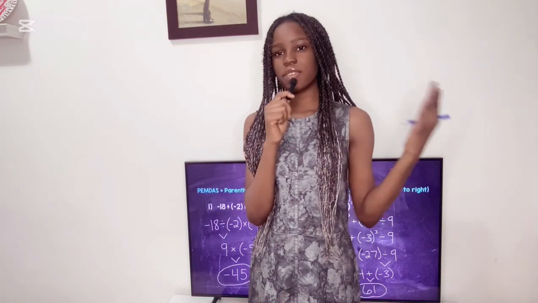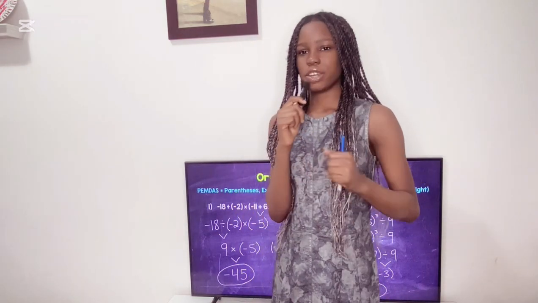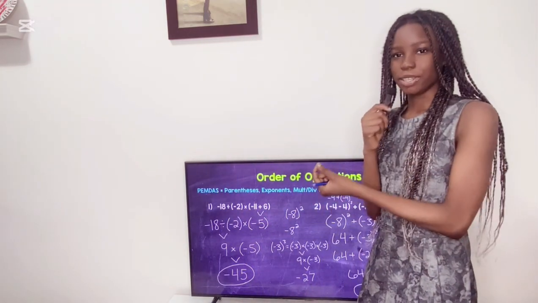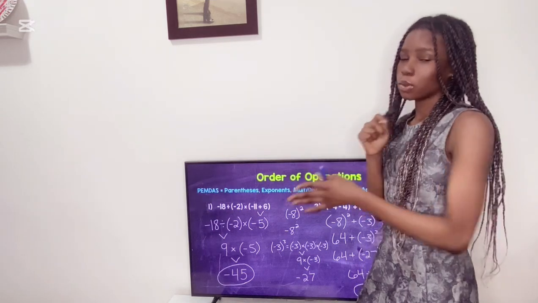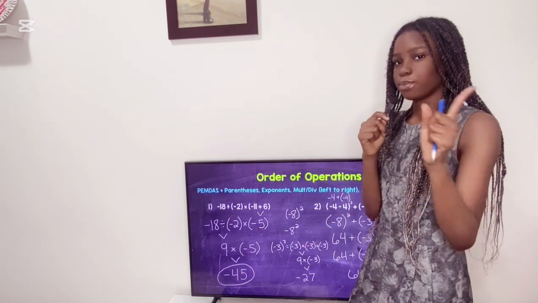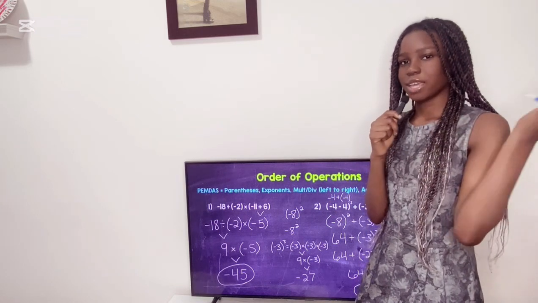Today, our topic is order of operations, but again with a twist: we have integers, positive and negative integers. So, without further ado, let's jump right into this video. We have been doing a lot of order of operations, but like I said earlier, there's a twist. There's always a twist. This time, the difference is order of operations with integers, positive and negative.